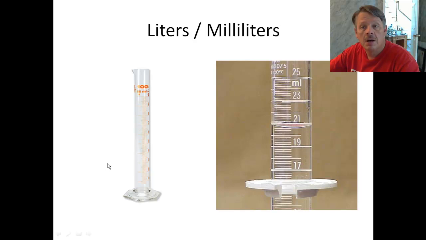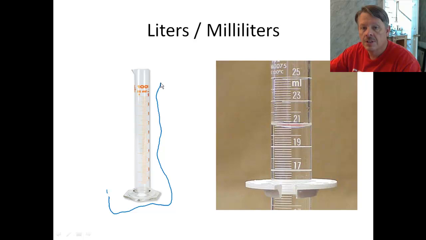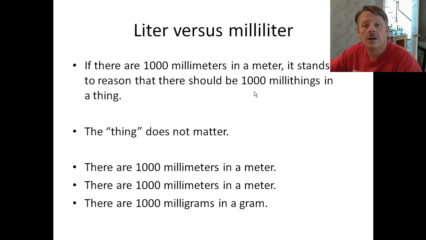Liters and milliliters, you've seen milliliters. The thing on the left is a graduated cylinder, and this is a 100 milliliter graduated cylinder. You can see it says 100 milliliter right there. This other one on the right is only a 25 milliliter graduated cylinder, but notice it says milliliters, so it's important that you recognize those things. Milli means thousandth, and there are 1,000 milliliters in a liter. Think of that Aquafina bottle we looked at a moment ago. There are 1,000 of these little milliliters in a liter.